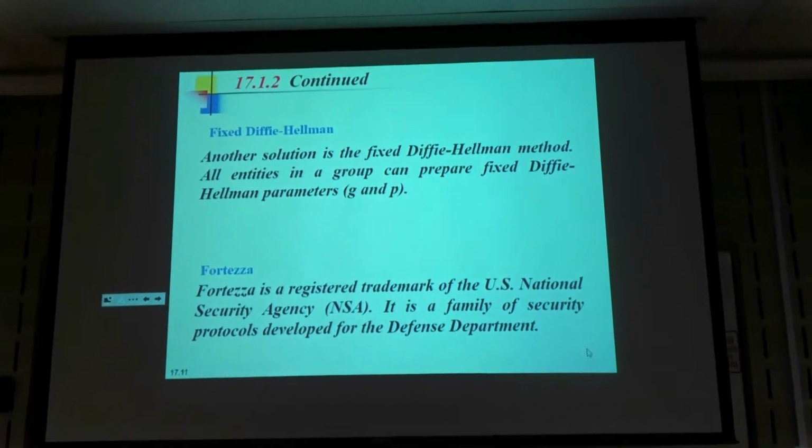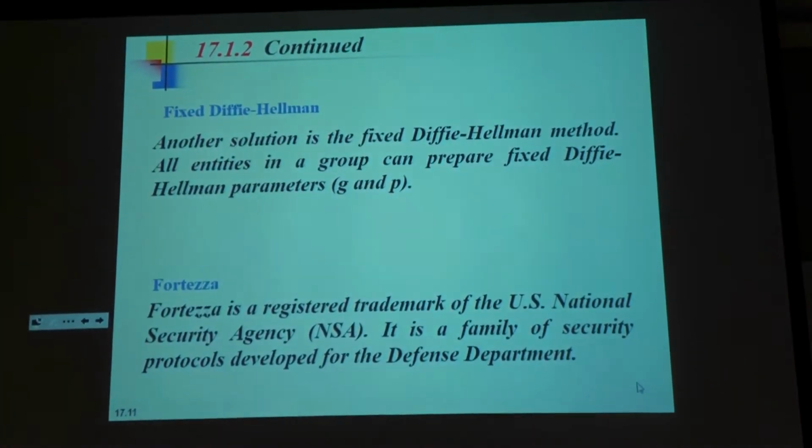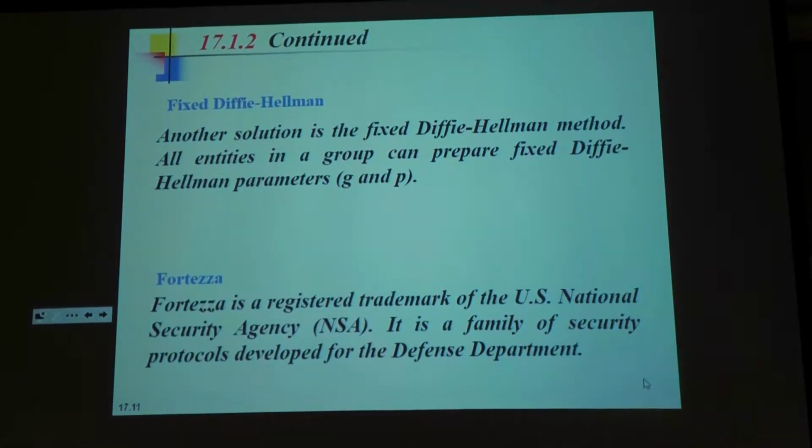And there is also fixed Diffie-Hellman. In the fixed Diffie-Hellman method, all entities in the group can prepare fixed Diffie-Hellman parameters like G and P. And you could use a certification authority to exchange these numbers.